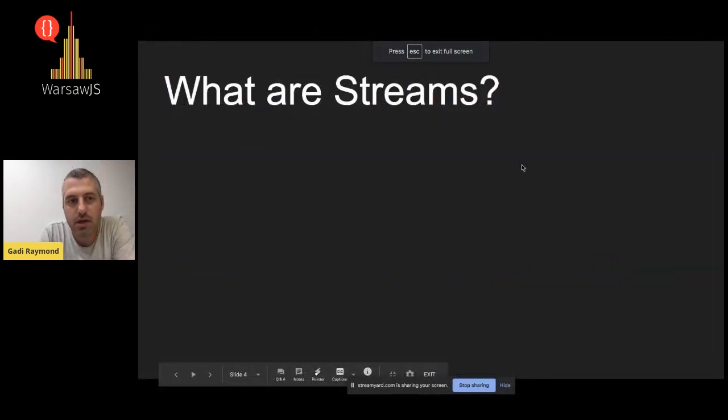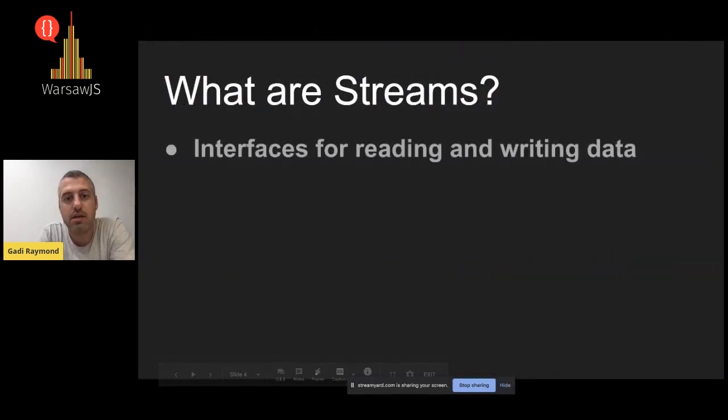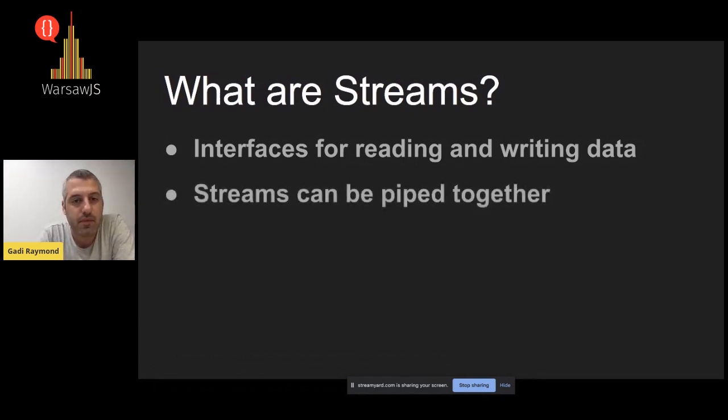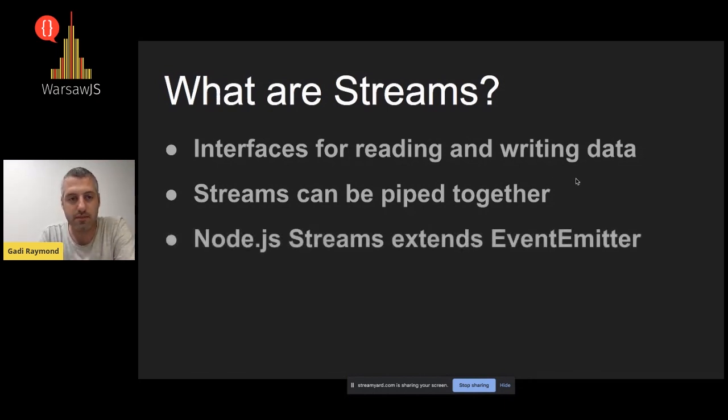And let's first understand what are streams. Streams are interfaces for reading and writing data. Streams can be piped together, just like Linux command. And when you pipe the output of the first command to the input of the second command, you can pipe streams also like this. The Node.js Streams extends event emitter, which means that they are emitting and subscribing events in order to communicate with each other.